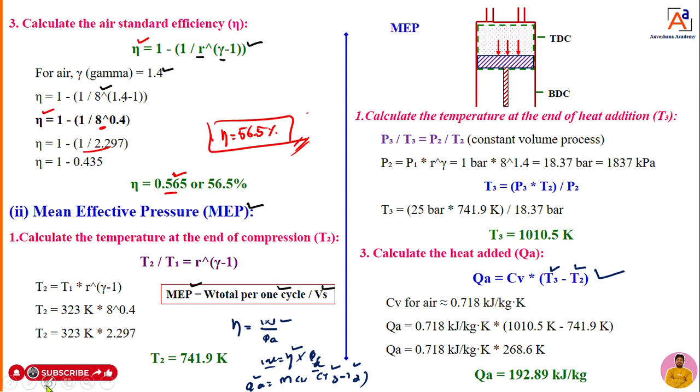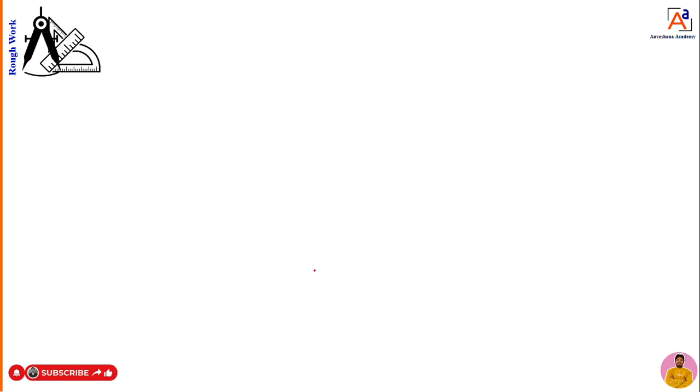Then how to calculate T3 and T2? That we can see here, dear students. To calculate heat addition, we require the values of T3 and T2. That T2 and T3 can be calculated with the help of a temperature ratio. What is the temperature ratio that you can see here, dear students? T2 by T1. First I will try to calculate the temperature at the end of the compression, that is T2, because T1 is already given. So that you can see here, dear students.